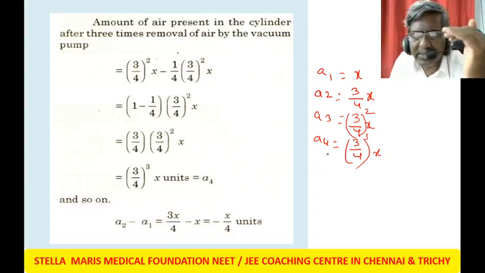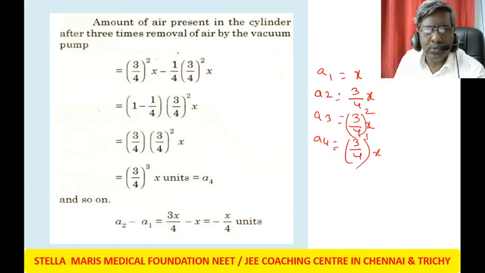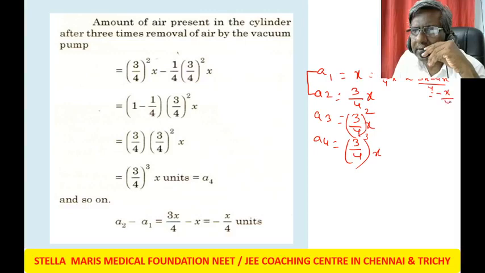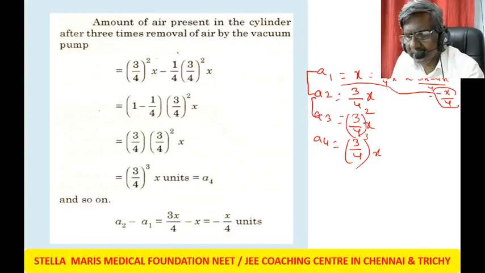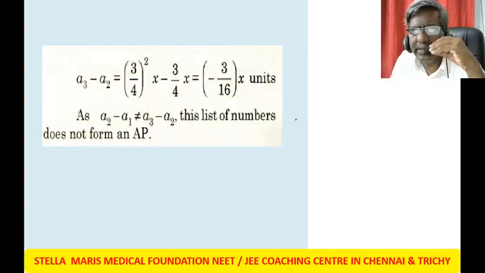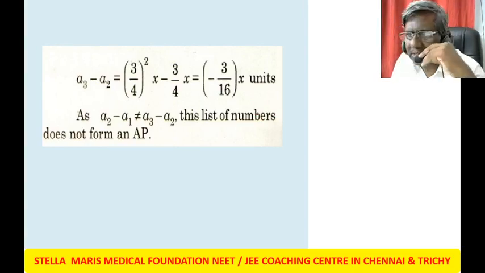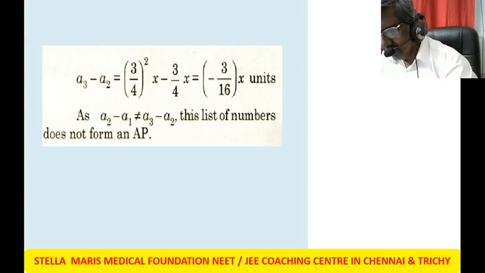So the difference will not be the same. If you subtract A2 minus A1, A2 minus A1 means 3 by 4x minus x, that is 3x minus 4x by 4, which gives minus x by 4. So you get the common difference as minus x by 4. Then for the other terms, like A3 minus A2, the difference is different. So this list of numbers does not form an AP. Okay, shall we go to the next problem?